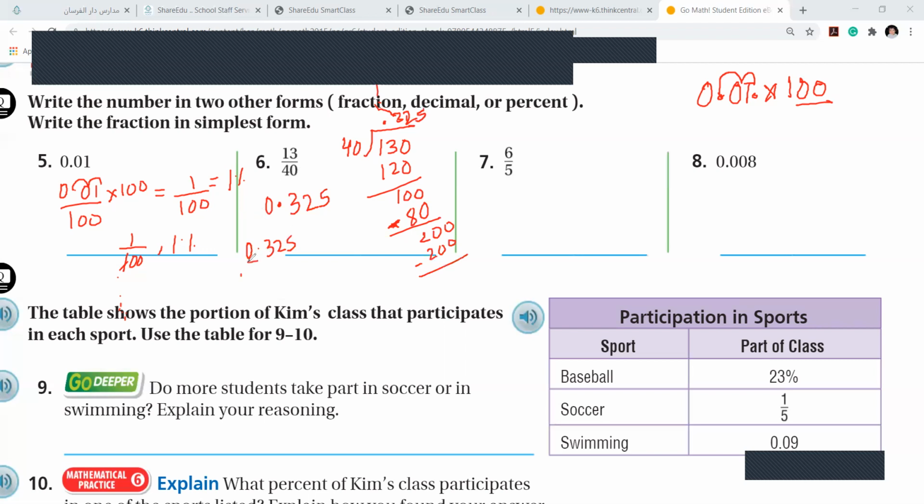0.325 divided by 100 and multiplied by 100. When I multiply by 100, the point moves 2 places. So I get 32.5 over 100. That is nothing but 32.5%.